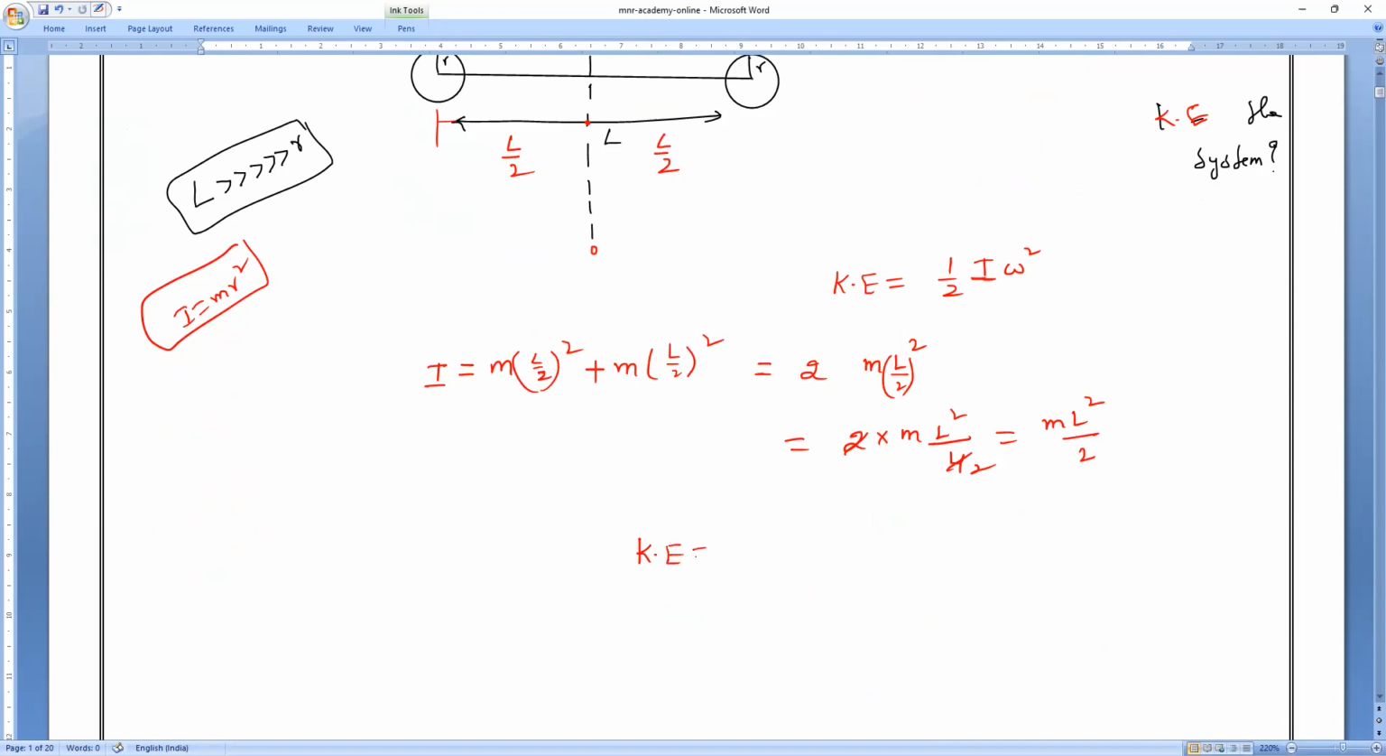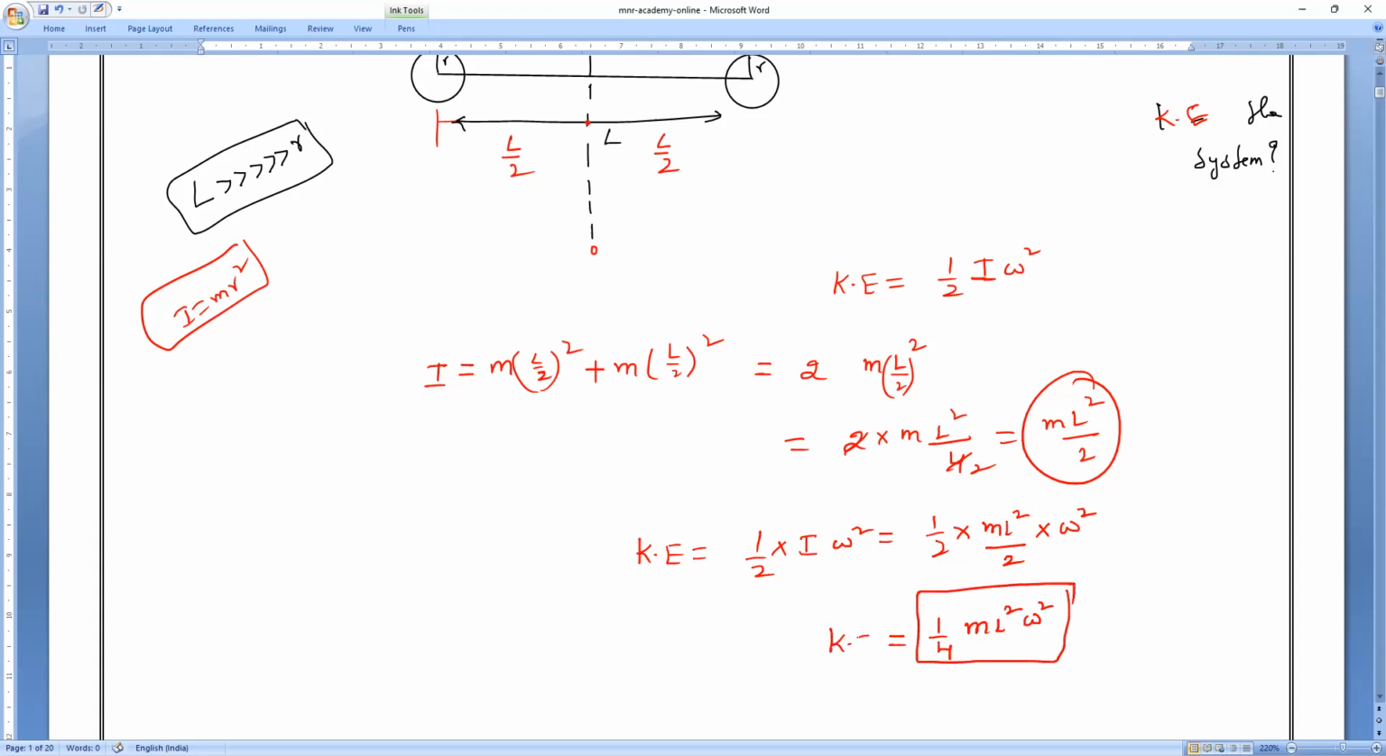So kinetic energy is equal to half into, we all know that formula, I omega square. So half into what is the I value, everybody? ML square by 2, into omega square. So 1 by 2 into 1 by 2 will become what, everybody? 1 by 4 ML square omega square. So this is the kinetic energy of the entire system. So please solve. I hope everybody understands. So this is how you need to calculate the kinetic energy of the entire body. Do it.